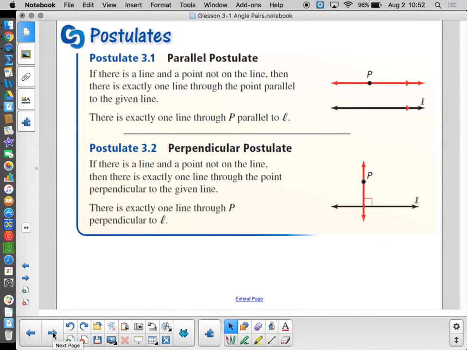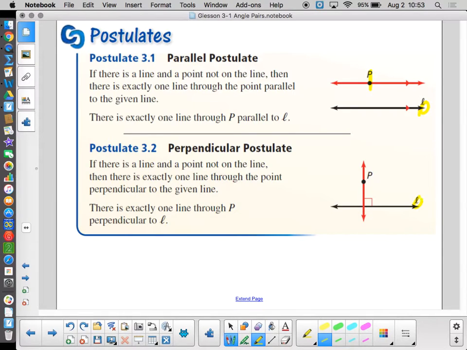The parallel postulate says, given a line and a point not on that line, there is exactly one line through the point parallel to the given line. Great illustration here. We got a line L. Highlighter out, got the line L. We got a point P not on the line L. How many lines can I draw through point P so that the new line is parallel to the original line? Just one. Exactly one. No more than one.